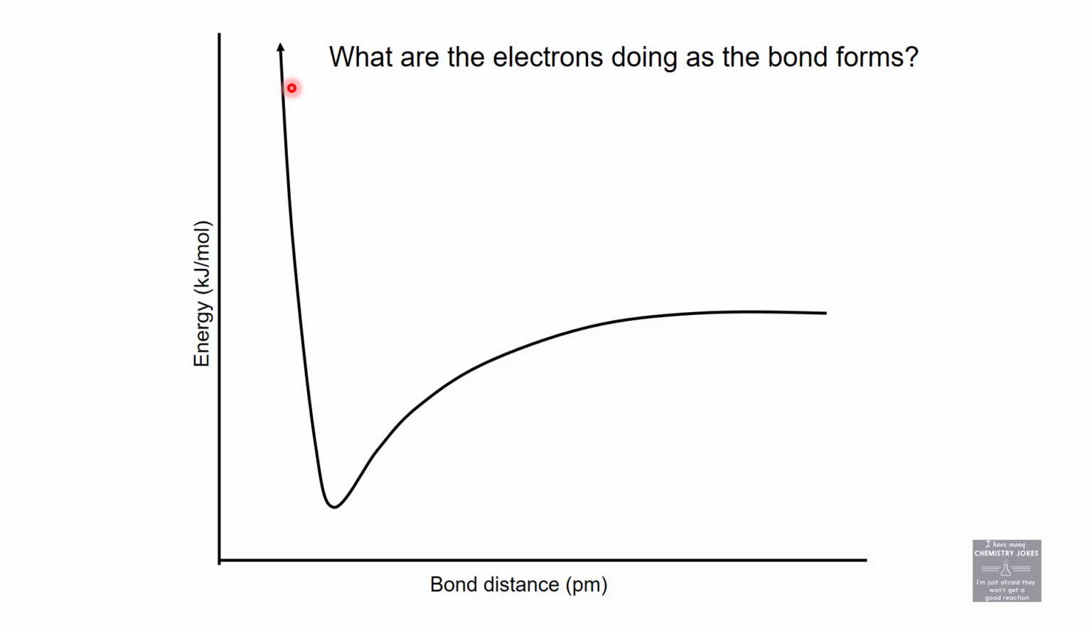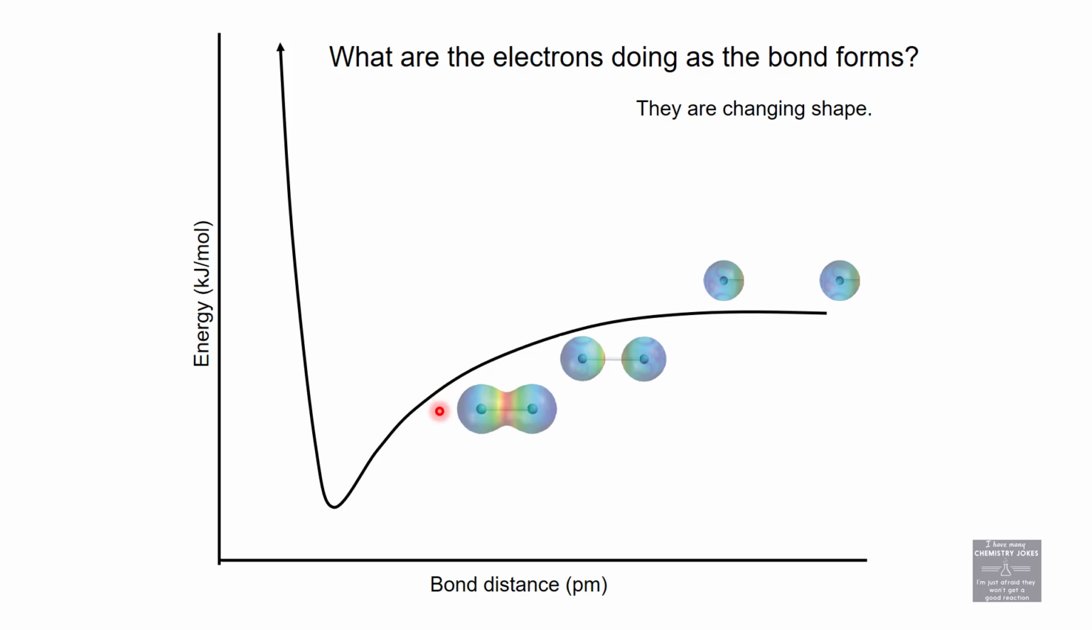So we've seen this sort of bonding diagram before, that over here we have atoms very far apart, and they get closer and closer and closer, and they eventually make a bond, get too close, and those nuclei repel each other. But what are the electrons doing as these things get closer and closer? They're changing shape. So over here we have atomic orbitals.